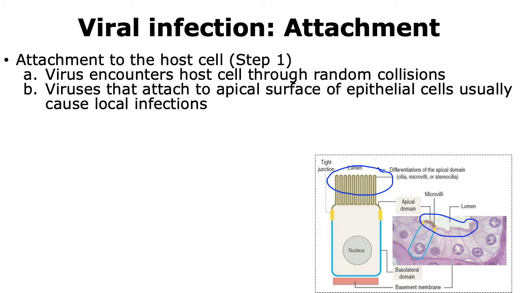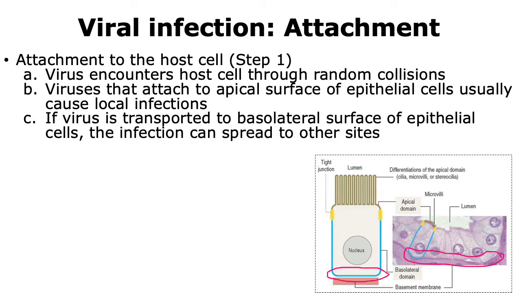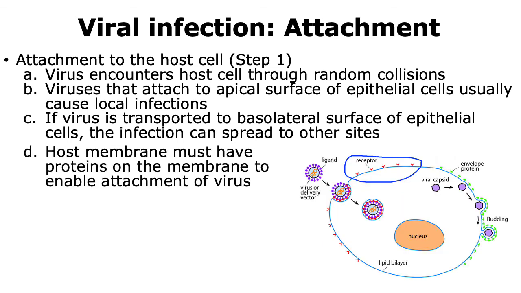Viruses usually encounter epithelial cells, and the viruses that attach to the apical surface of these epithelial cells are known to cause localized infections. However, if a virus is able to get transported to the basolateral surface of the epithelial cell, then the virus can spread to other sites, and thus it can be a more widespread infection.